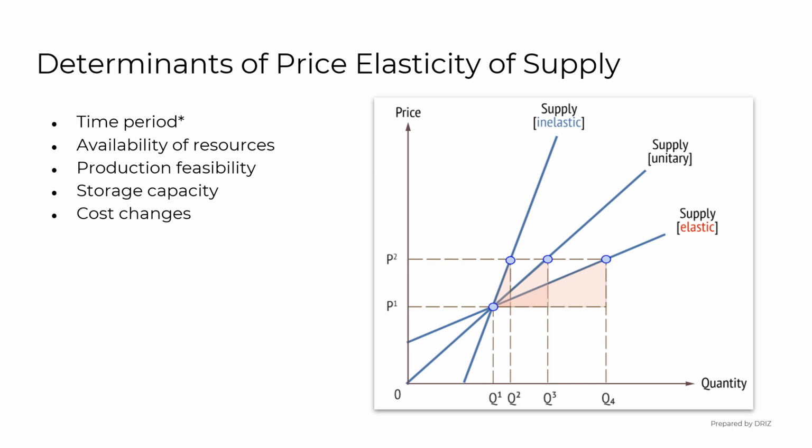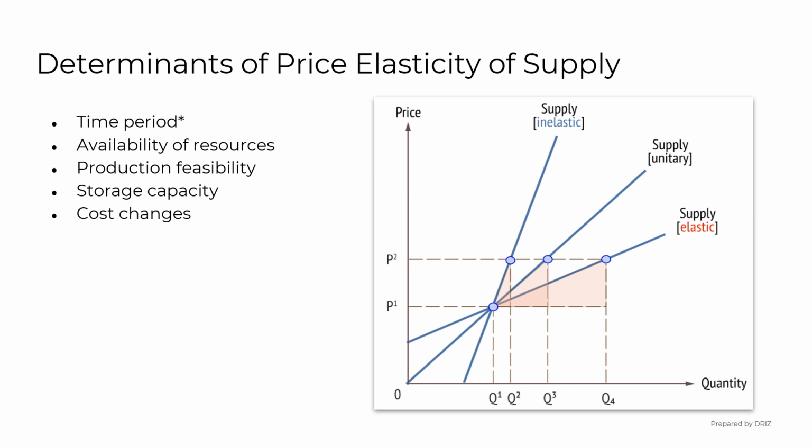Moving on to the determinants of price elasticity of supply. There are a few key factors that determine how responsive producers are to price changes. First, it is time period. In the short run, it's often hard for producers to adjust quickly, so supply is less elastic. But in the long run, they can invest in more resources or equipment, making supply more elastic.